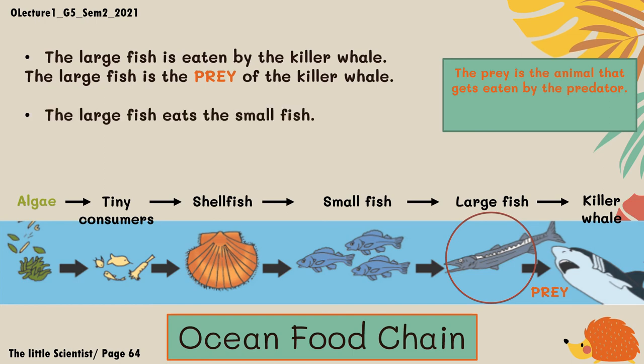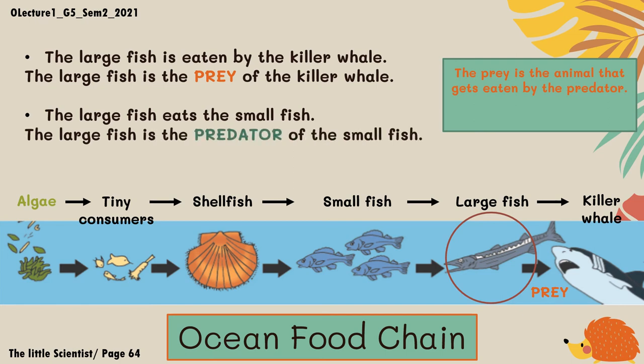On the other side, the large fish eats the small fish. So the large fish is the predator of the small fish. The predator is the animal that eats others. Here, large fish are prey and predators at the same time. Large fish are prey of killer whales, but they are predators of small fish.